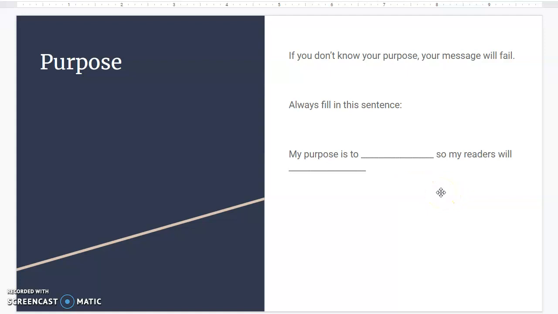My purpose is to convince my audience so that they'll accept my proposal. My purpose is to get my audience to understand why it's necessary to change a corporate policy. Fill in this sentence before you do any of your writing, and you will make your job so much easier.